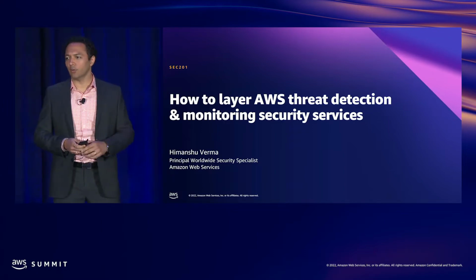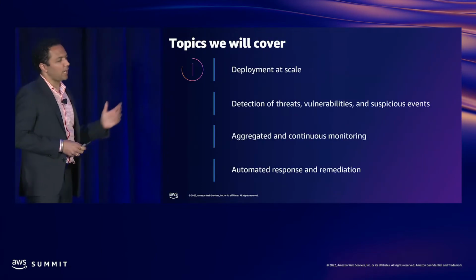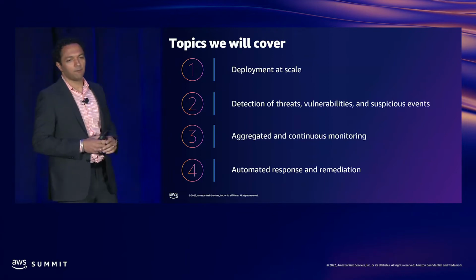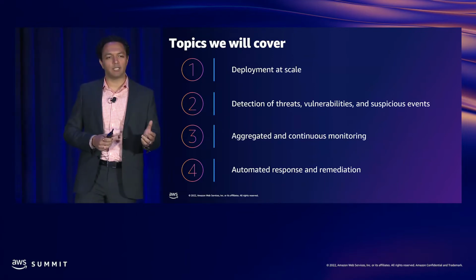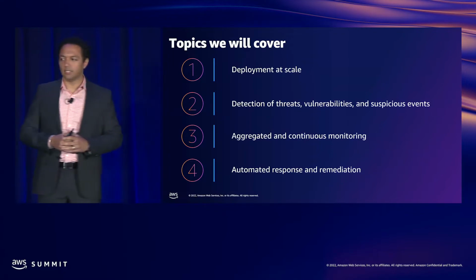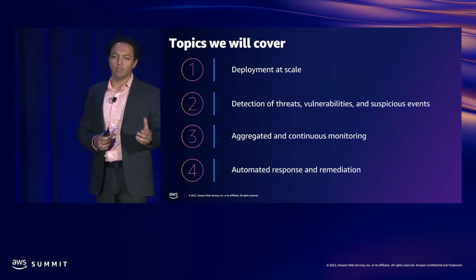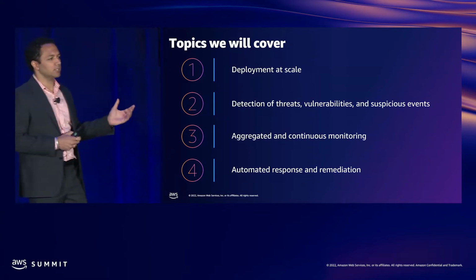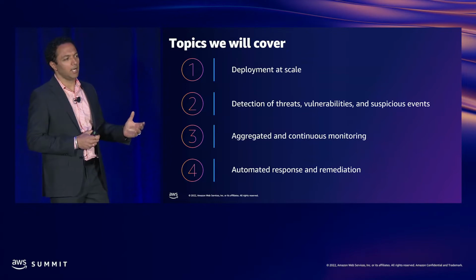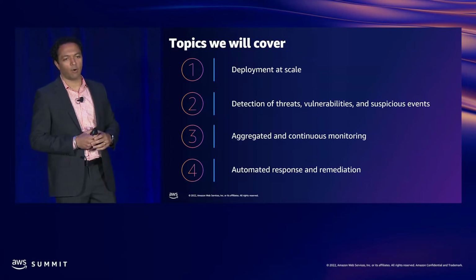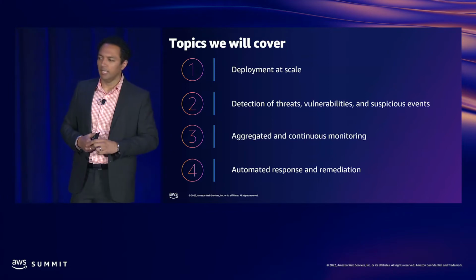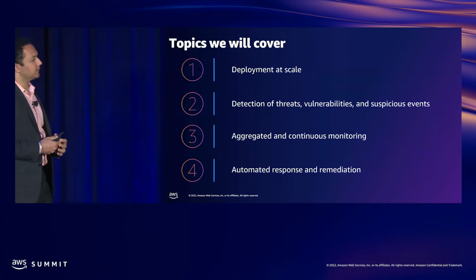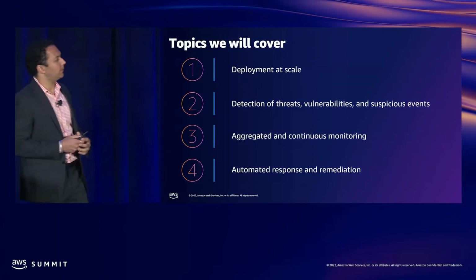for your security orchestration. The topics we will cover today, first and foremost, how to scale deployment of some of our security services and what are some of the best practices related to that. Detection of threats, some of the newly launched features in our native AWS security services and best practices around providing visibility as well as taking actions for automated response and remediation. And then how to aggregate and have continuous monitoring and visibility in one place. So with that, let's jump in.